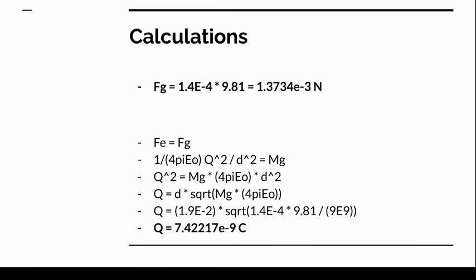Just like in Lab 1, the tape will at first be treated as a point charge. By treating it as a point charge, then the electric force will be equal to the gravitational force in magnitude. Using these calculations, the charge on tape A was found to be 7.422 times 10 to the negative 9 coulombs.